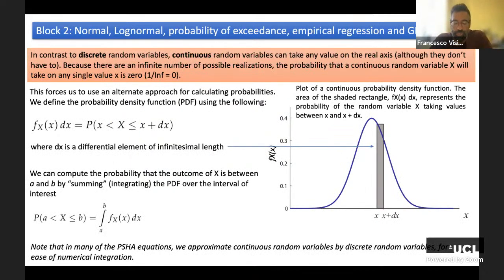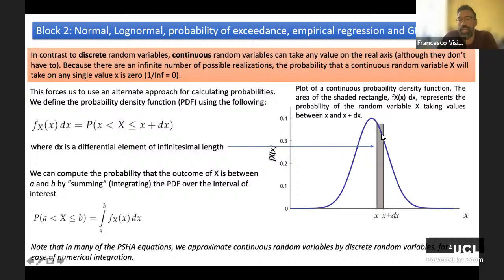If we deal with continuous random variables rather than discrete ones, we have to note that a continuous random variable can take any value on the real axis. Because there are infinite numbers, the probability that a continuous random variable x will take on any single value is basically 0. So this forces us to use an alternative approach and introduce the concept of dx, that is the differential element of an infinitesimal length x.